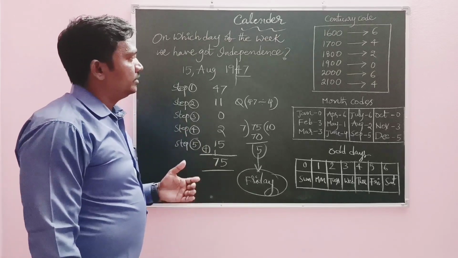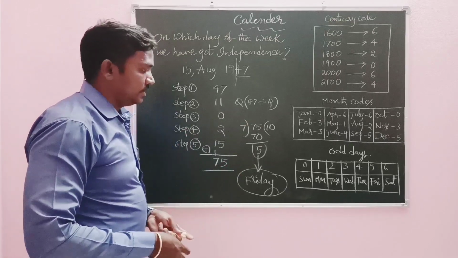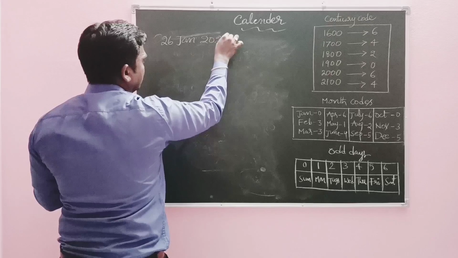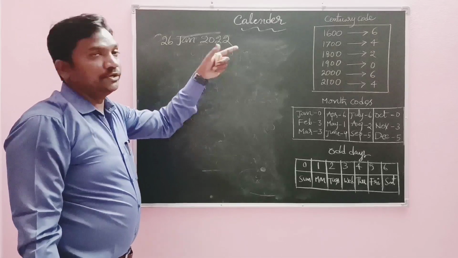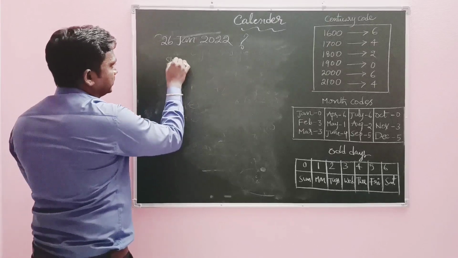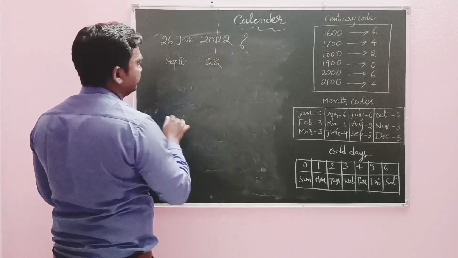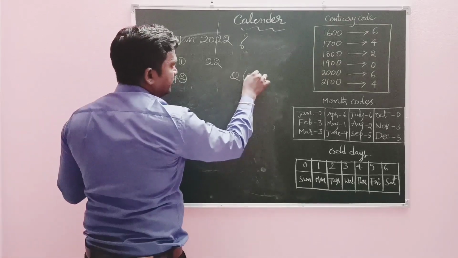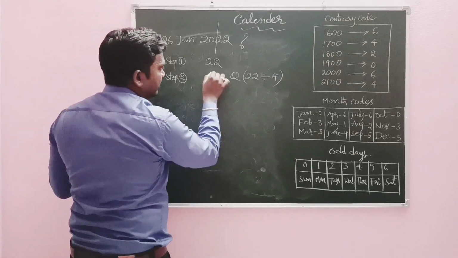Now we can check it with another example also. Let us see. What day will 26th Jan 2022 be? Same process. Step 1, last 2 digits 22. Step 2, the quotient when this 22 is divided by 4. So 4 fives are 20, so here the quotient is nothing but 5.